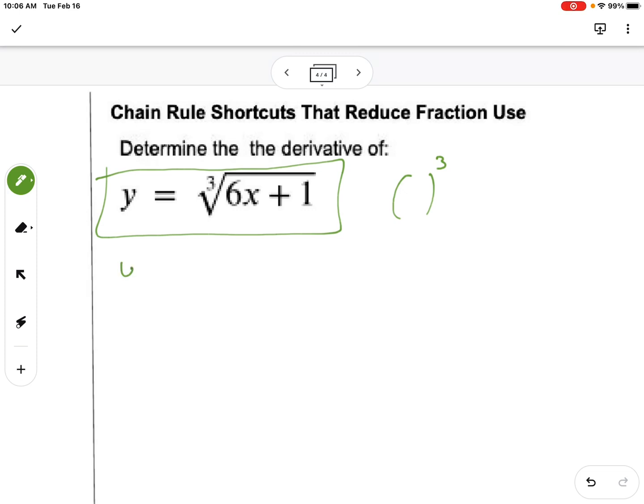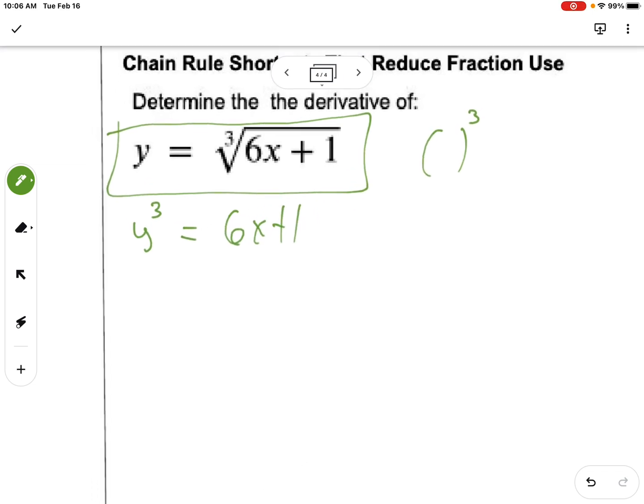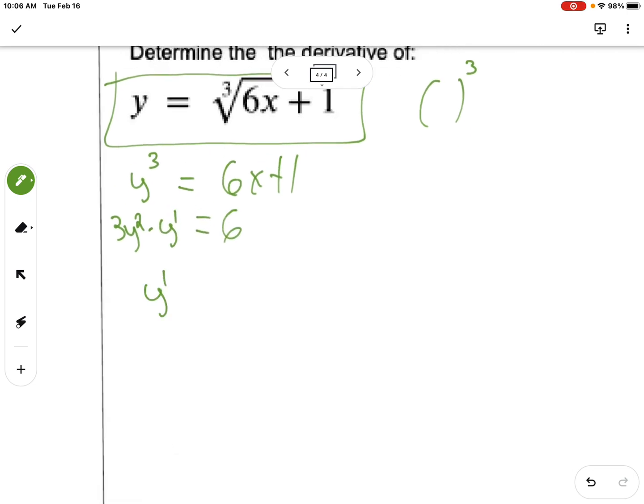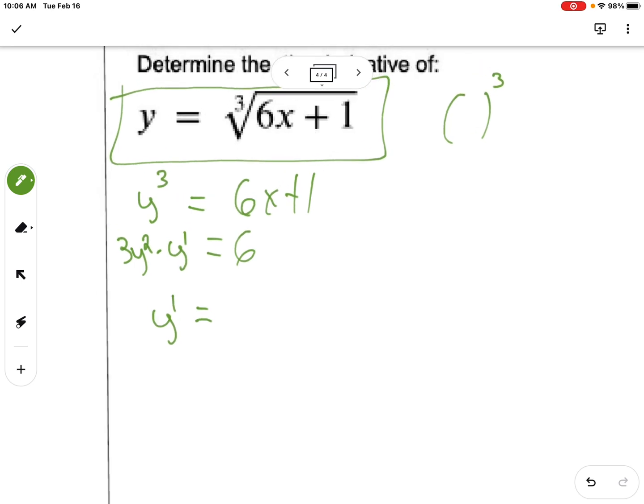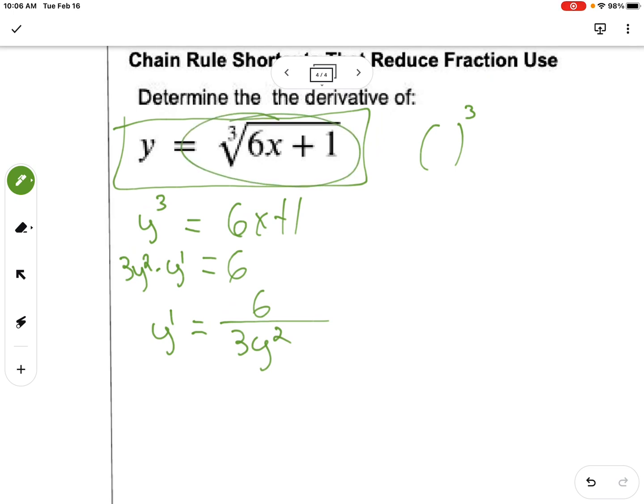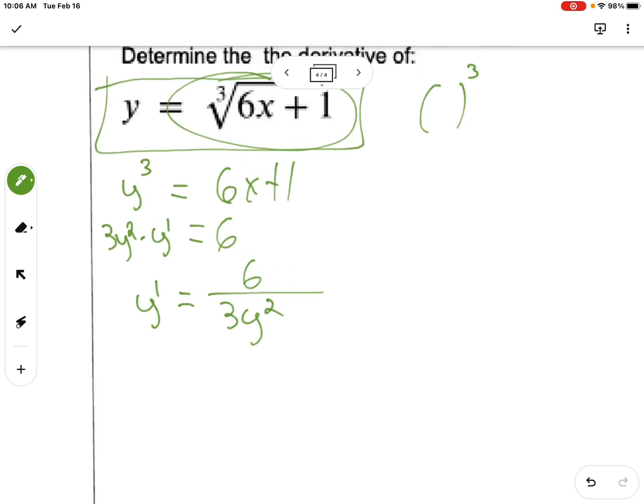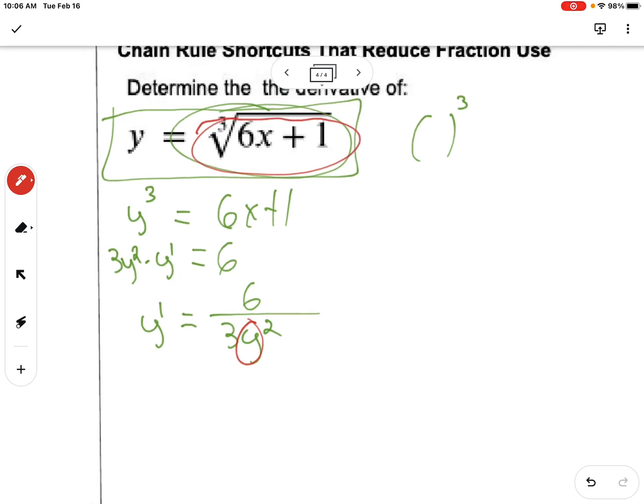But if I cube both sides, look at this. I'm going to get y cubed equals 6x plus 1. And then I differentiate this, and it's going to be 3y squared multiplied by y prime equals 6. Y prime equals 6 over 3y squared, right? Divide both sides by 3y squared. And then there's what y equals. That's what y equals. So I'm going to circle in red, y is worth that. Okay, y is worth that.